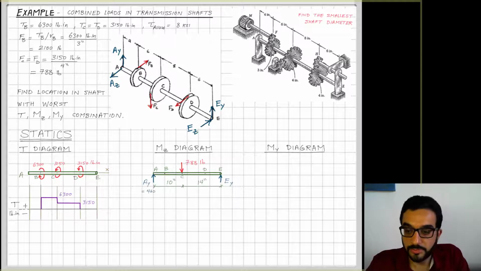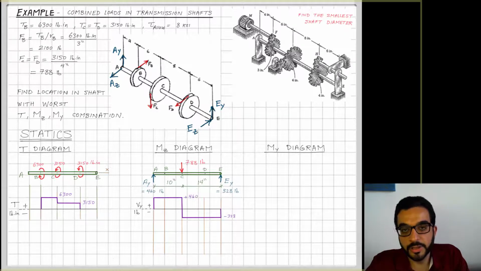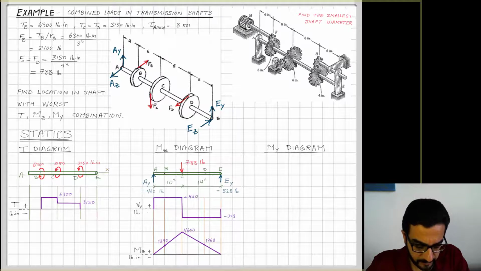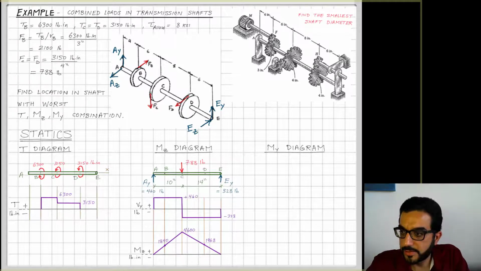If you do the equilibrium, you'll find the reactions AY and EY, and you will also be able to draw the shear diagram. So I go up by AY, 460, and then drop by the 788 force FC to negative 328. Once I hit the EY reaction, that brings us to zero equilibrium. Then we use the shear diagram to draw the moment diagram. We will not go into detail on how to draw that, as that's part of your static knowledge background. So now I have the MZ diagram.